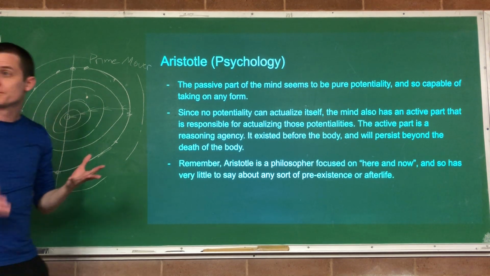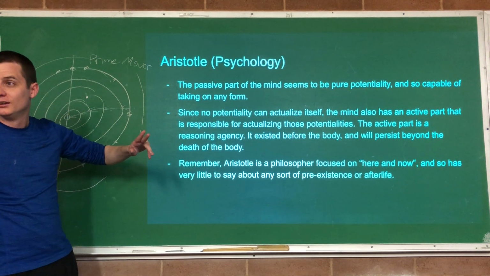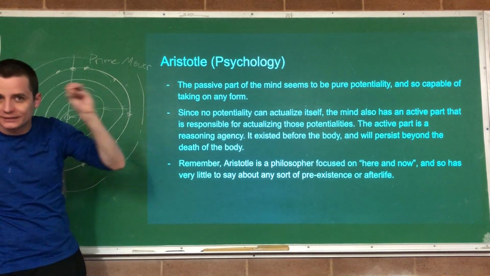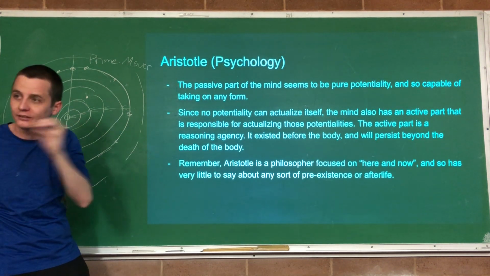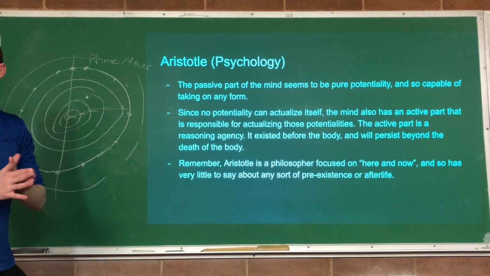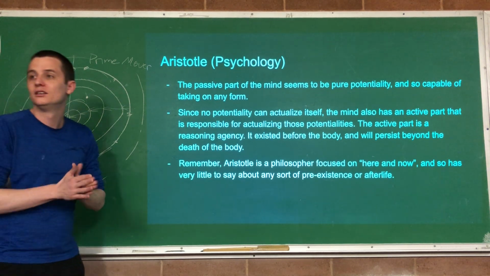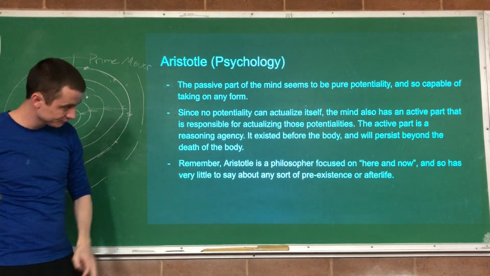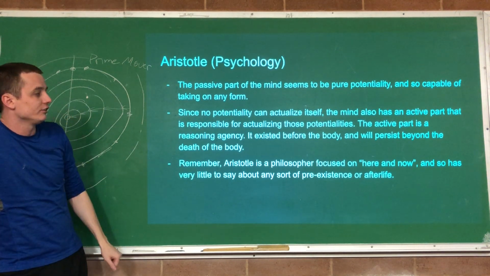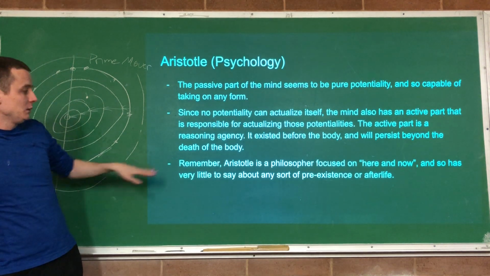Kind of a weird split up there, right? Some sort of will part in you, that actualizing part is somehow like the agency of you, the part that can make choices, decisions. So it's like you have your own prime mover within you, in your mind? Kinda. Okay. So the active part is a reasoning agency, and it existed before the body and will persist beyond the death of the body.